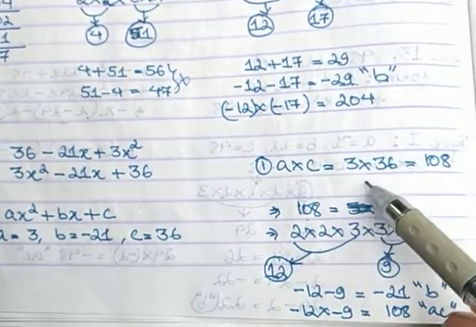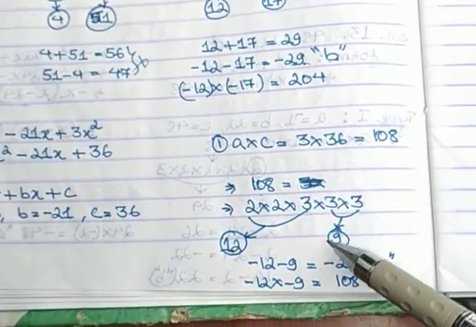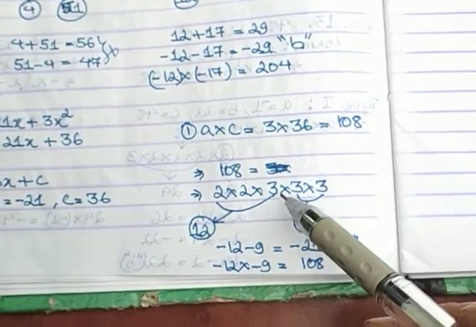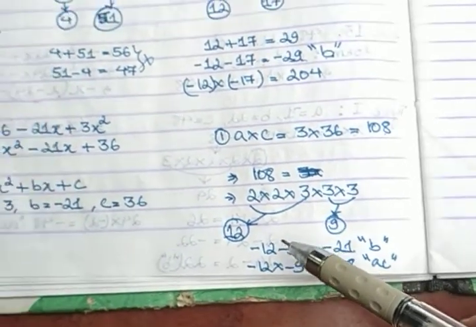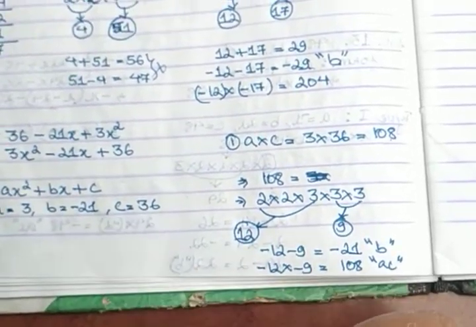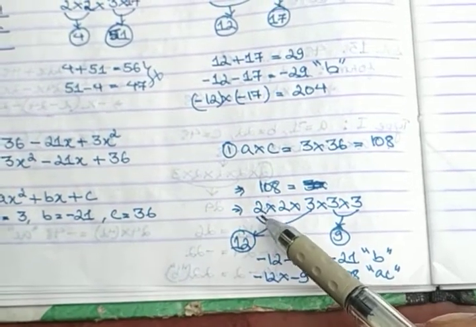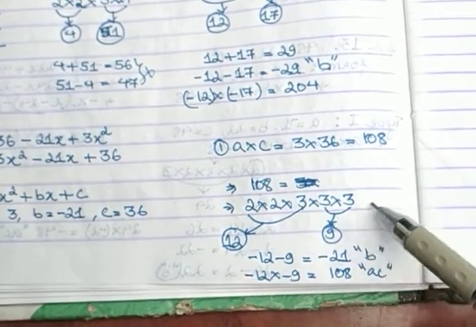So we have done A into C, 3 into 36, 108. Taken the factors of 108: 2 into 2 into 3 into 3 into 3. And how much do I need? I need minus 21 when you add or subtract them. So I have taken 2 times 54, 4 times 27, 12 and 3 times 9.